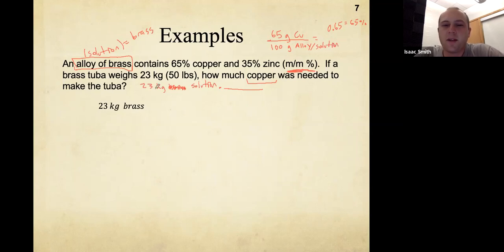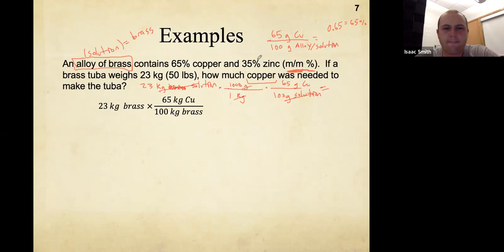We need to convert the kilograms into grams in order to use this. So we'll say 1 kilogram is equal to 1,000 grams. Now we have grams of solution on the top, so to cancel out we can use our mass percent and say 100 grams of solution contains 65 grams of copper. Everything should cancel out here, and we're left with grams of copper, which is what the question is asking about.